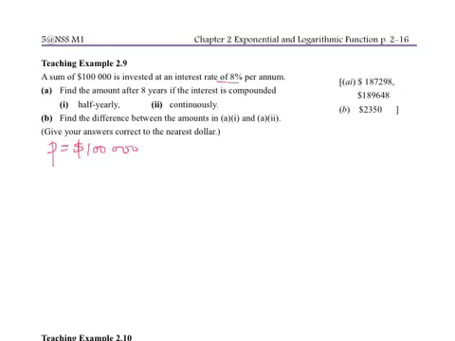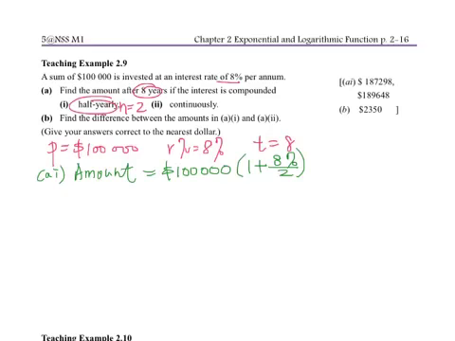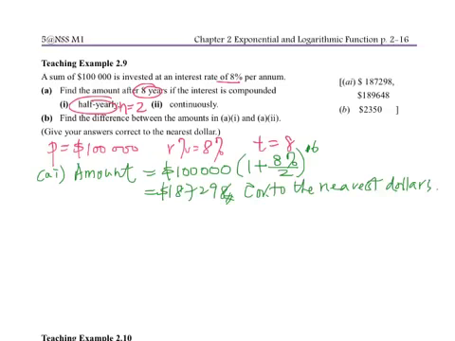P equals $100,000, and R percent is equal to 8%, and 8 years, t equals 8. In the first case, n is half yearly, that means n equals 2. Okay, what is the number of periods in 8 years? Each time the bank gives you two times of interest, so altogether there are 16 periods. Okay, part A, 1.